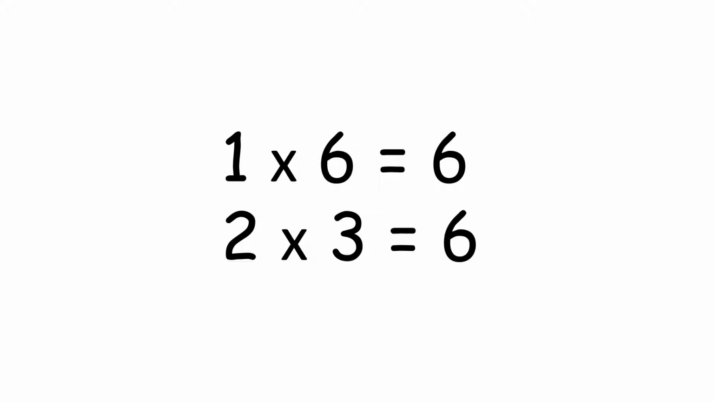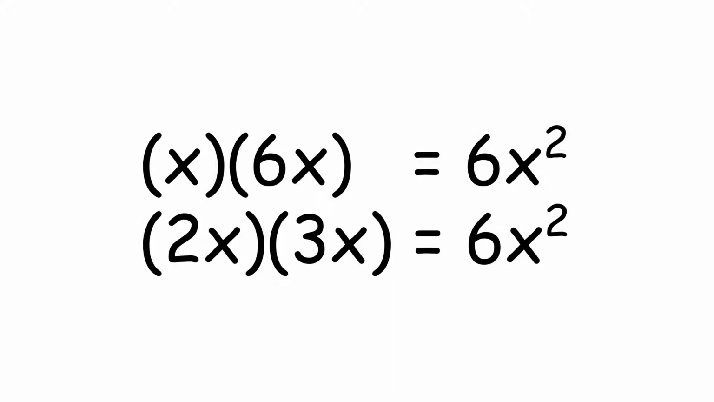The same is true of expressions that include variables. So x, 6x, 2x, and 3x are all factors of 6x squared. Now let's take two numbers and find their factors. What are the common factors of 6 and 15?